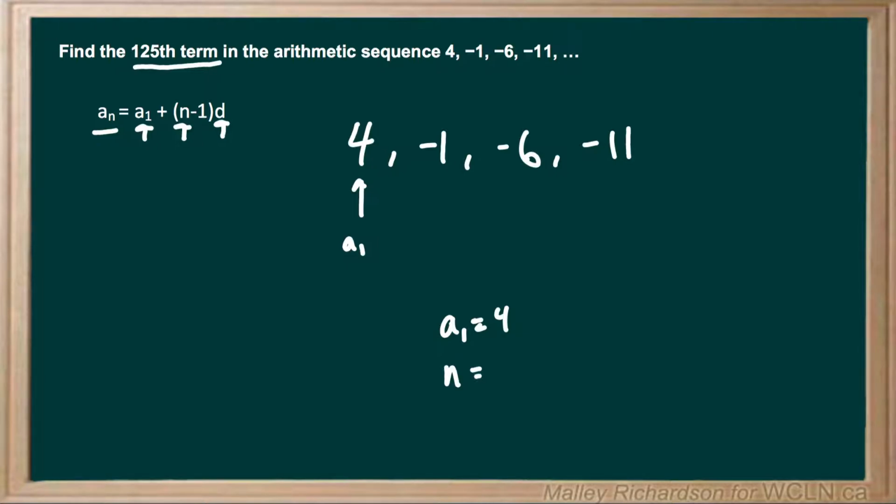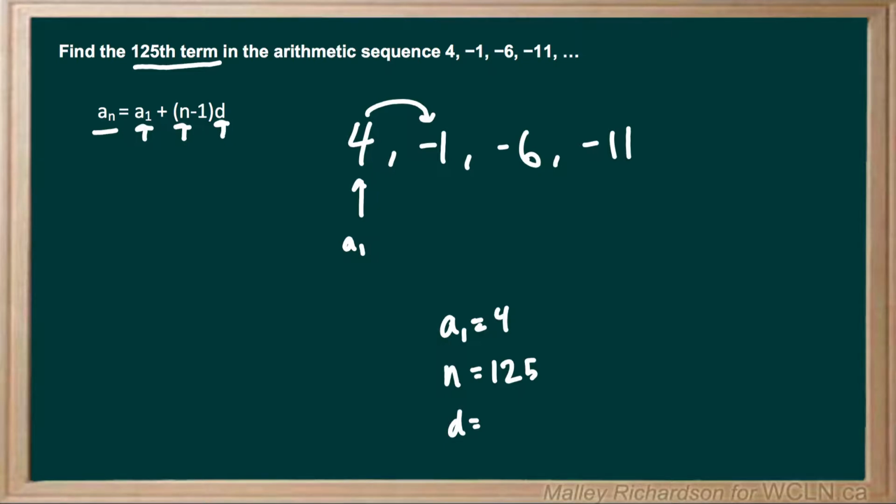Now that we have a1, we just need to find our n and d. N is whatever term we're solving for, or the last term in the sequence. Because we want to find the 125th term, that means n is going to be 125. So now we found a1 and n, and we just need to find the common difference d. Well, the common difference is the number that we take to get from 4 to -1.